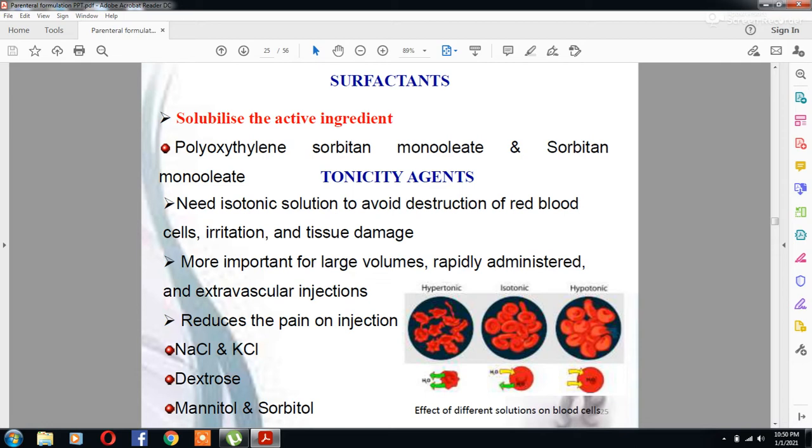So you can see here these are the different conditions. This is the effect of different solutions on the blood cells. You can see here the condition of the red blood cell. In this condition it is normal, while in the case of hypertonic and hypotonic solutions, the conditions are different. Here hemolysis occurs, so the red blood cells become broken down.